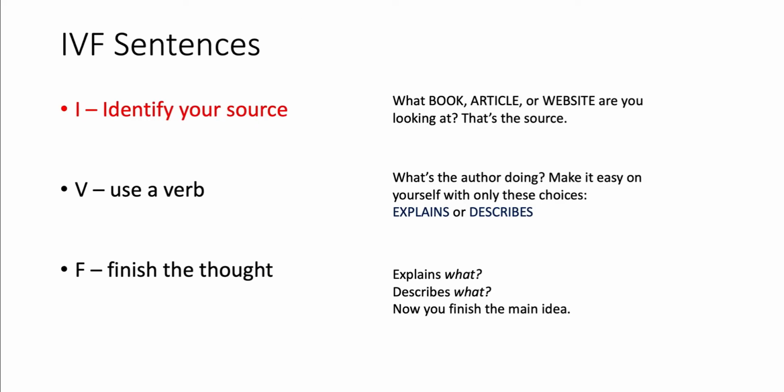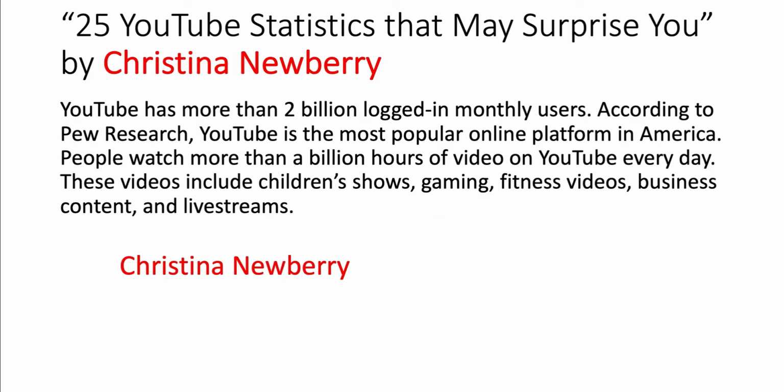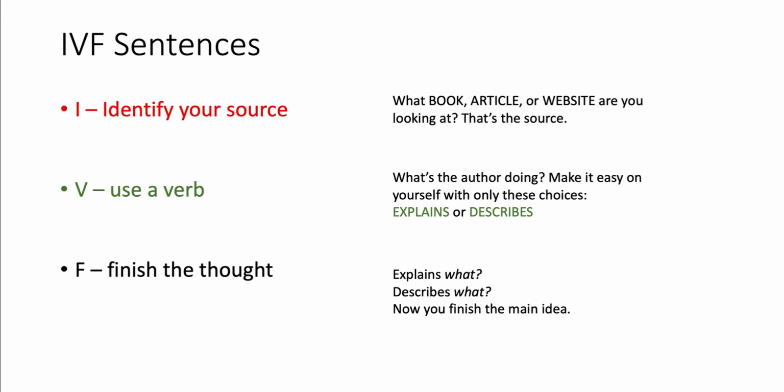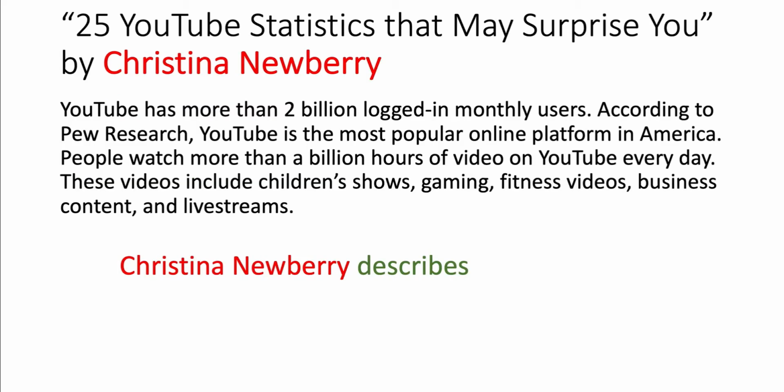So let's start with identify the source. That's the author's name, and we already found that. Easy. Christina Newberry. That's it. That's all you have to write for this part. Next, choose a verb. Remember, I said to pick between explains or describes. I'm going to choose describes.